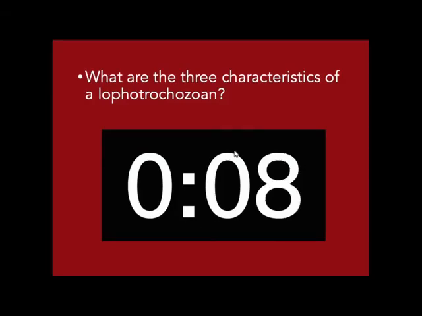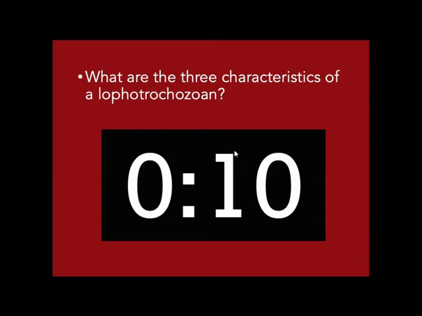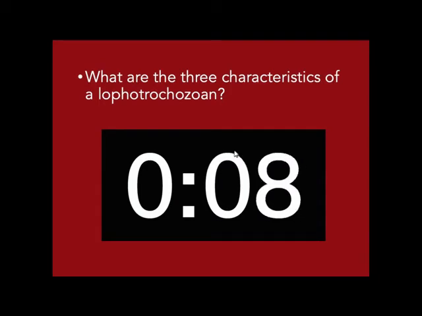All right, so what are the three characteristics of a Lophotrochozoan? Trochophore larvae. Yeah, trochophore larvae. Spiral cleavage. Yeah. And what else? Lophophore. Yeah, lophophore.